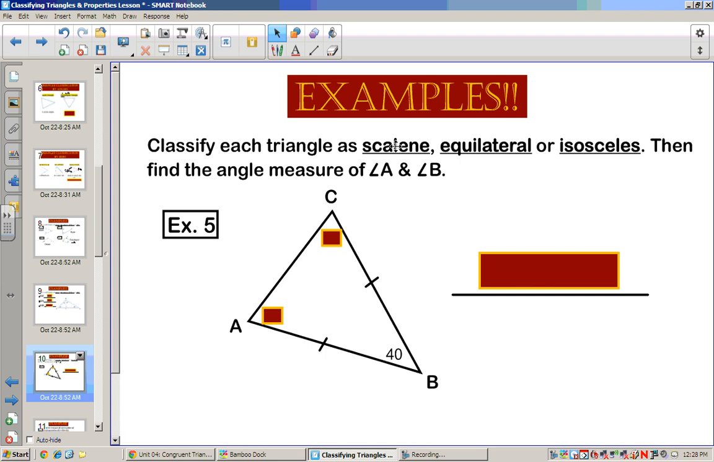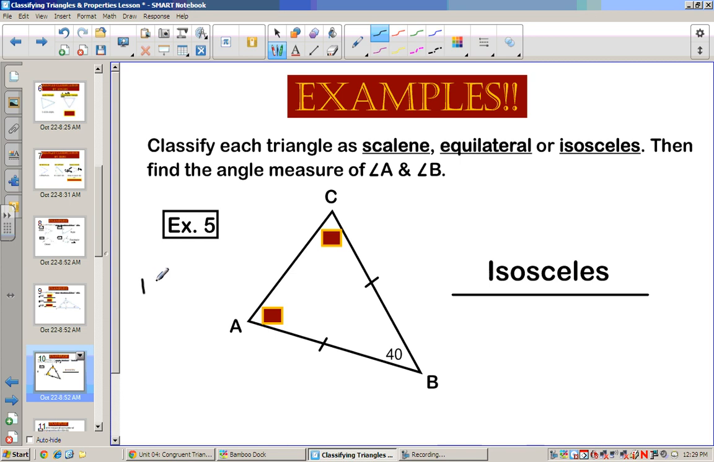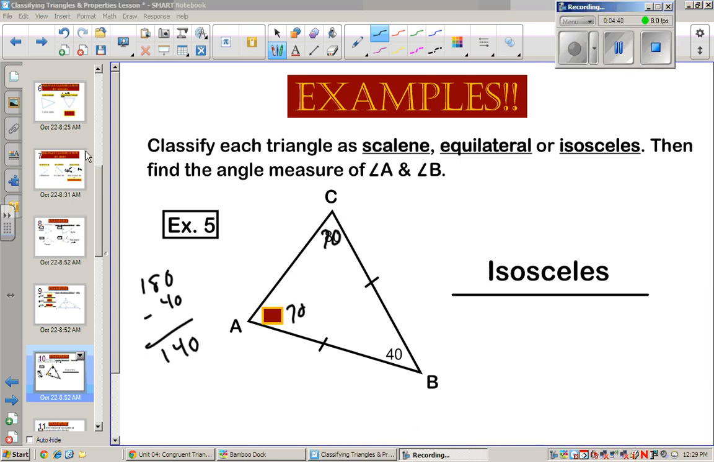Now in this situation, we want to classify this as scalene, equilateral, or isosceles. Since it has two sides the same, we know that this has to be an isosceles triangle. Now to find the two measures here, what we're going to do is take 180 minus 40. So we know these two have to add up to 140 degrees because all three of these angles add up to 180. So now if we divide that by 2, we'll get, ooh, that's a mistake on my part, 70 here and 70 here. Right, moving on.